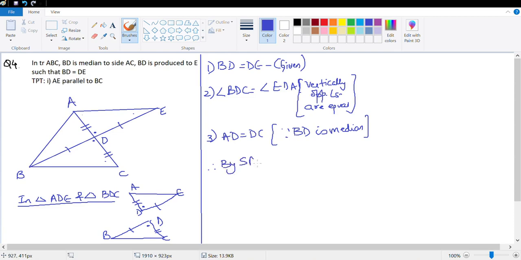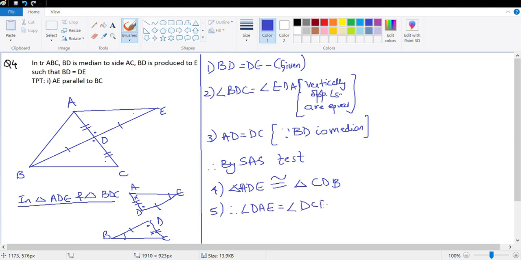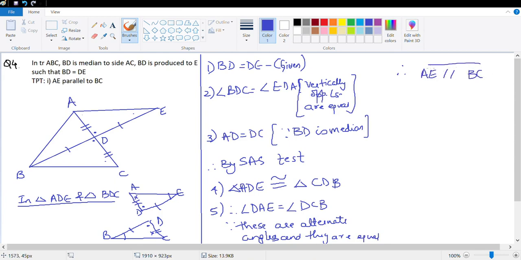Therefore, by SAS test, number 4, triangle ADE is congruent to triangle CDB. So these two triangles are congruent, which means angle E and angle B are equal, which means angle A and angle C are equal. So number 5, therefore angle DAE is equal to angle DCB. Since these are alternate angles and they are equal, therefore AE is parallel to BC. Perfect. Anything else they want me to prove? No. So AE is parallel to BC, hence done.